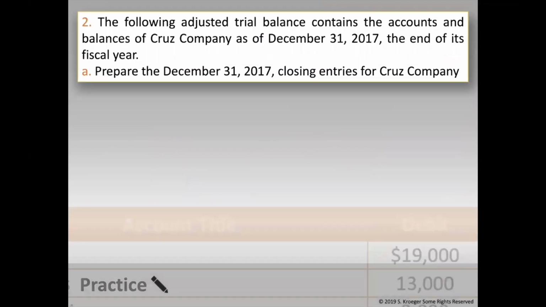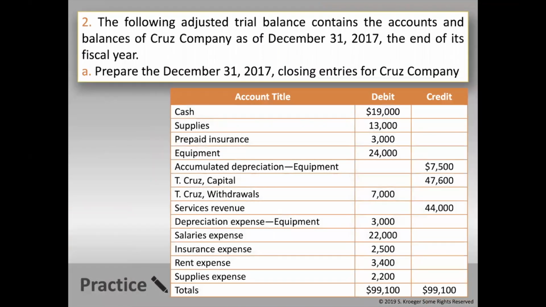We will be going over question number 2, part A on your classwork. The following adjusted trial balance contains the accounts and balances of Cruise Company as of December 31st, 2017, the end of its fiscal year. Prepare the December 31st, 2017 closing entries for Cruise Company.